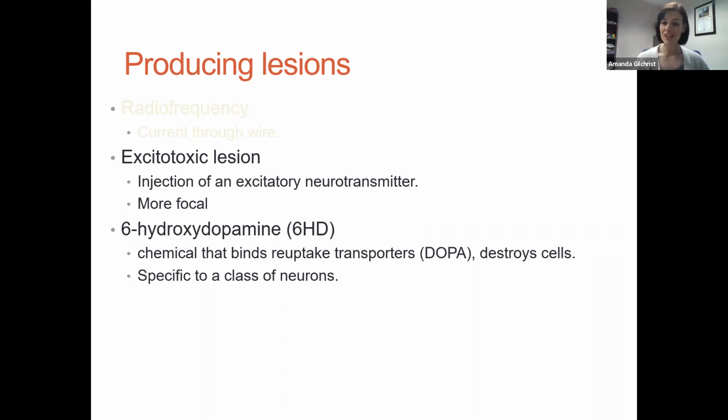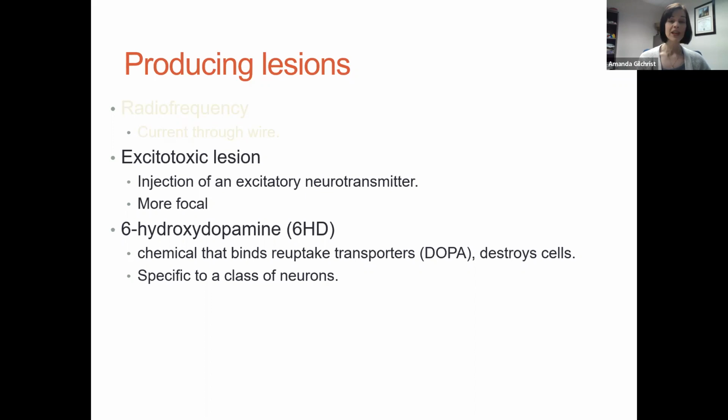One thing you need to know is that too much excitation for your brain is dangerous, and oftentimes it will kill cells because it's destroying the balance of the ions, damaging the ion channels and the receptors, and as a result, the cells are going to die. Now, this is more precise and more focal because it does not destroy all of the passing axons from other brain regions. It's just going to be the neurons in the area that you injected it into.